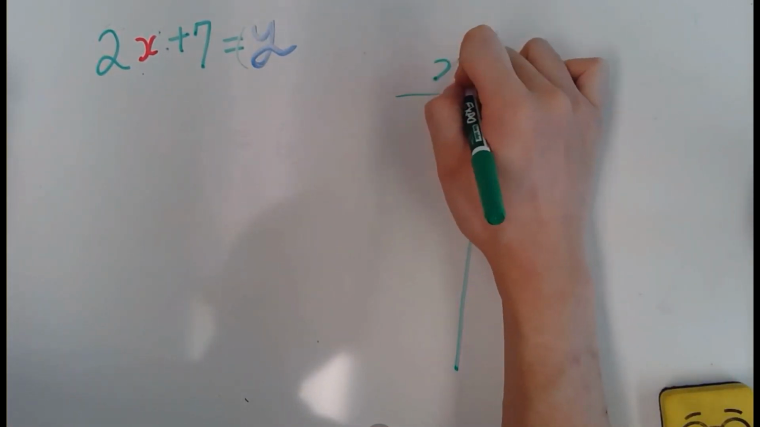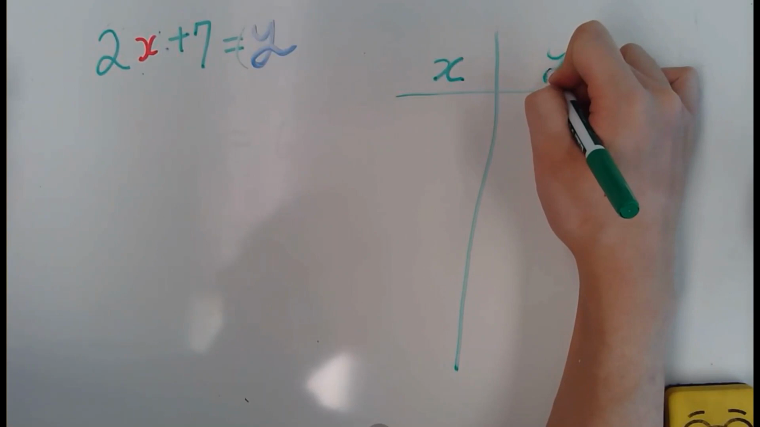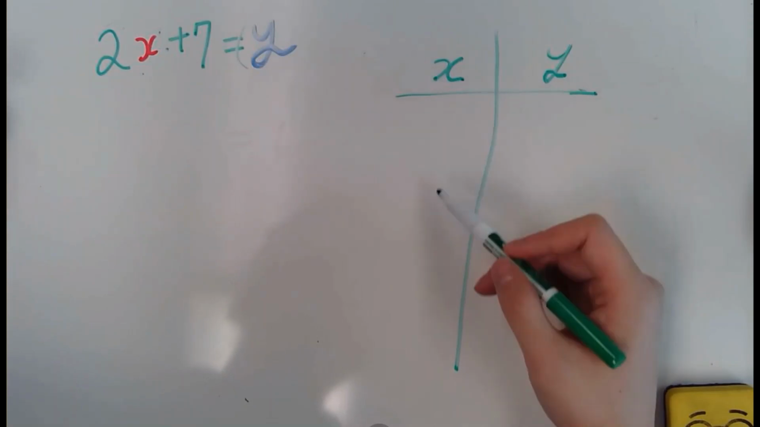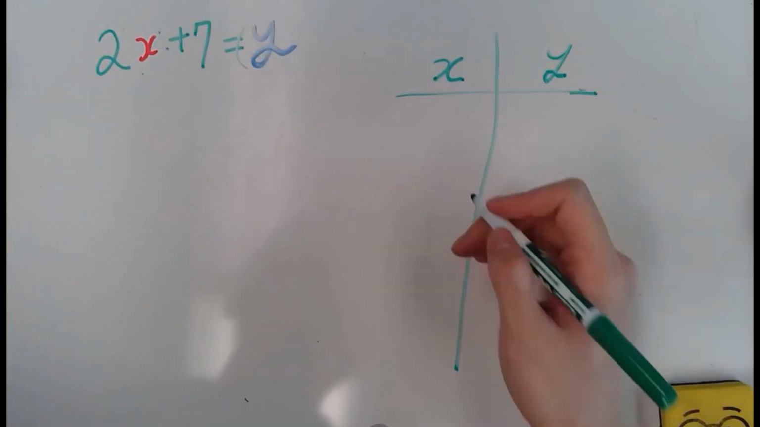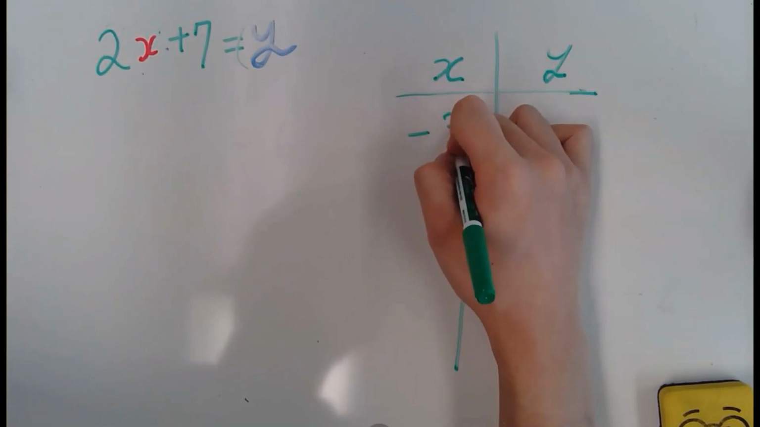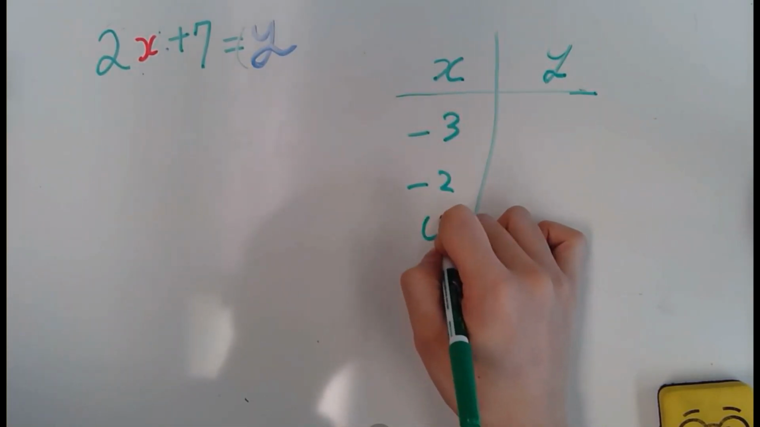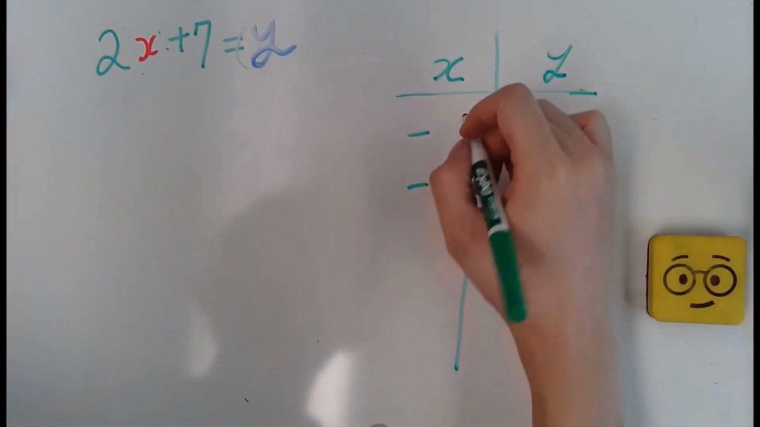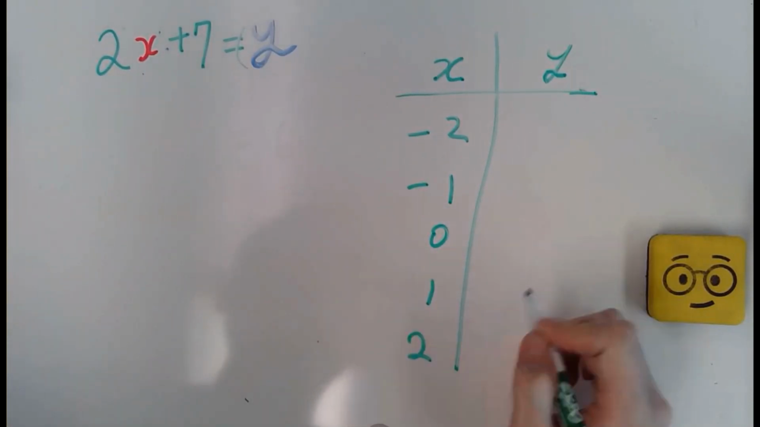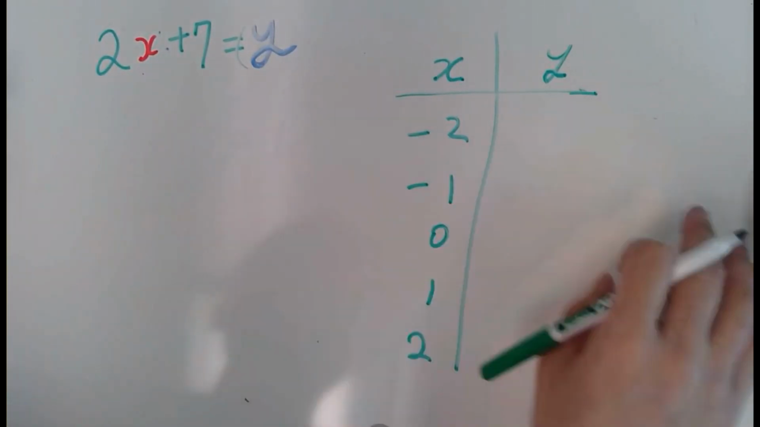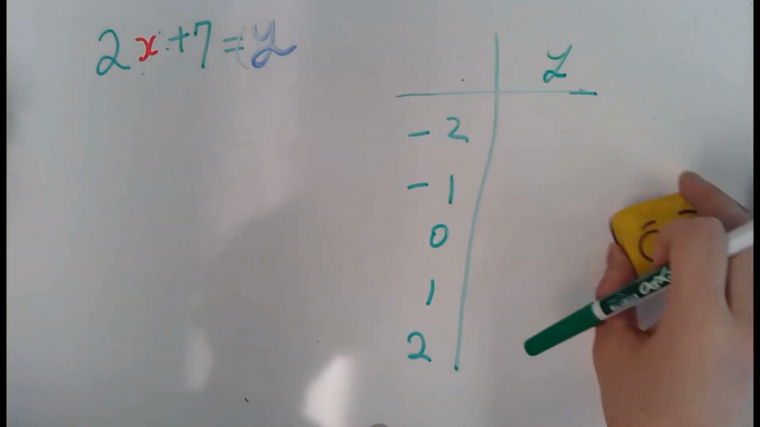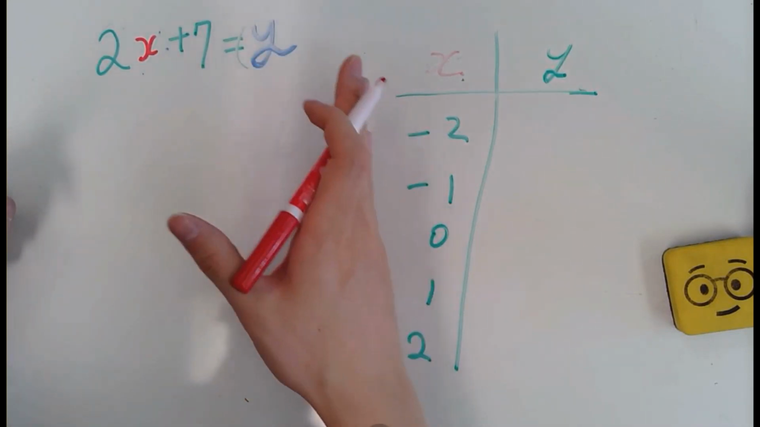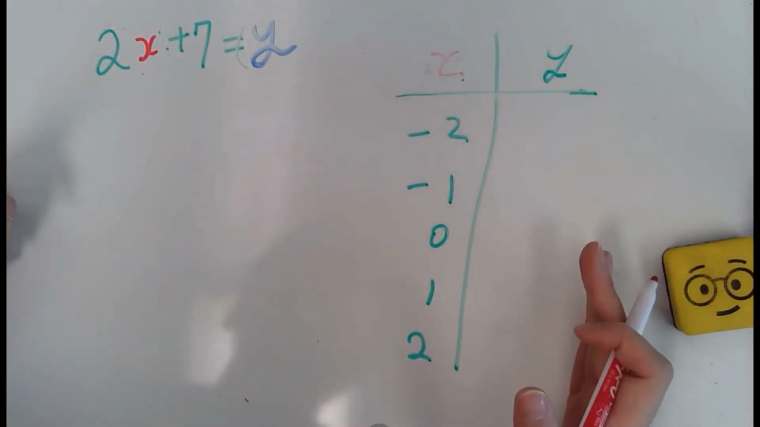On the left side, I'm going to write x, and on the right side, we're going to write y. On the left side, you can choose any value that you would like, or if the question gives you the values, for example -3, -2, let's start with -2: -2, -1, 0, 1, 2. Then all you have to do is follow our equation here, plug in the values of x to find the values of y.